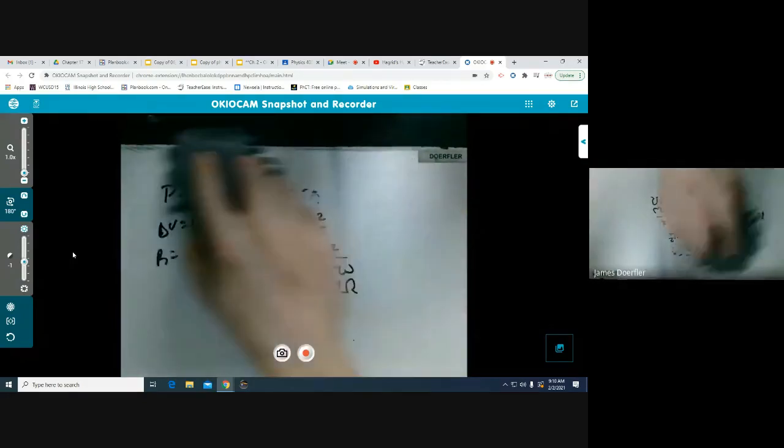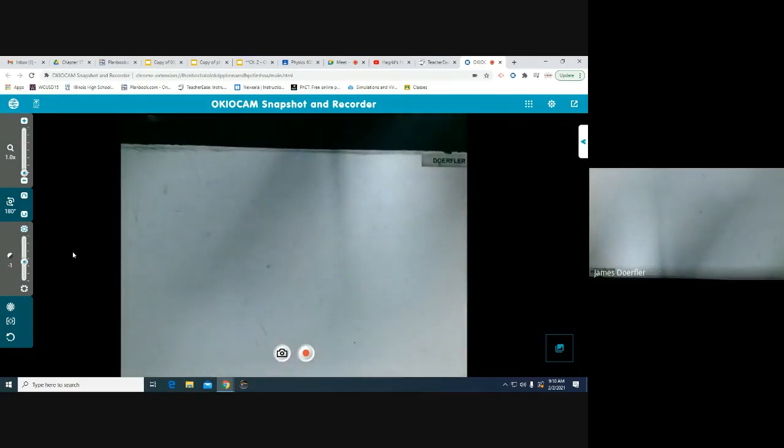Okay. Let's try something else. Let's try number three. Oh, I need some more space up here. A calculator is rated at 0.10 watts and has an internal resistance of 22 ohms. What battery potential difference is required for this device?